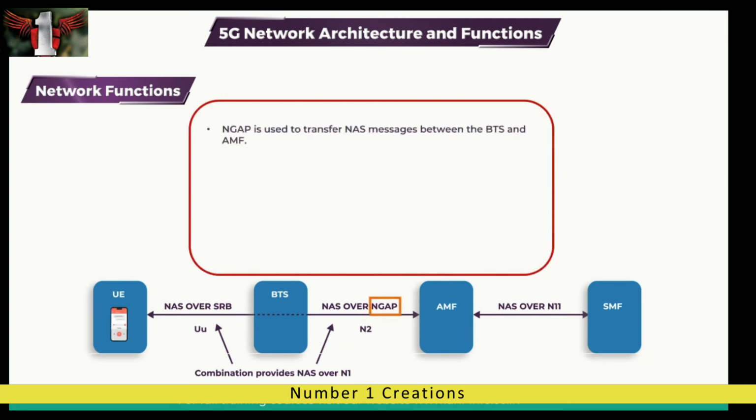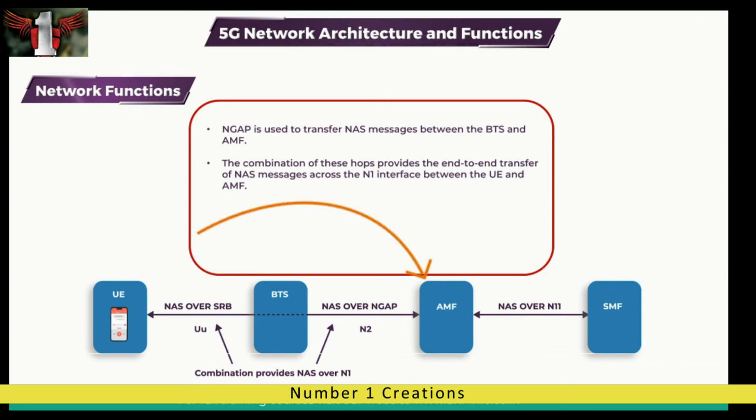NGAP is used to transfer NAS messages between the BTS and AMF, while a signaling radio bearer (SRB) is used to transfer NAS messages between the UE and BTS. The combination of these hops provides the end-to-end transfer of NAS messages across the N1 interface between the UE and AMF. The combination of NAS and NGAP signaling is shown in the figure on screen. This figure also illustrates a subset of NAS messages being transferred to and from the SMF.